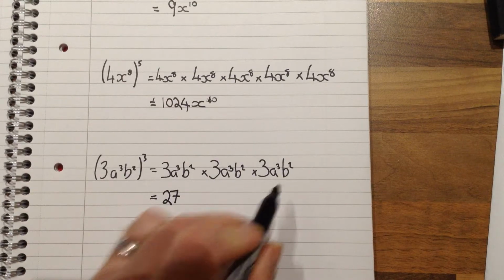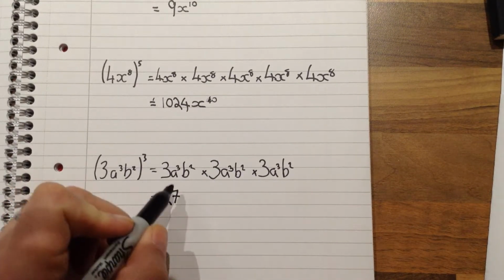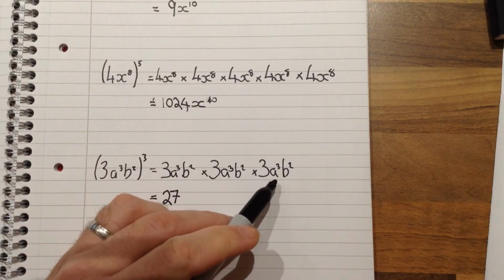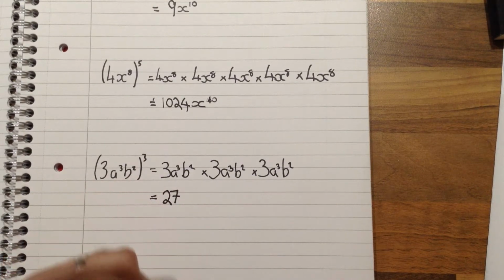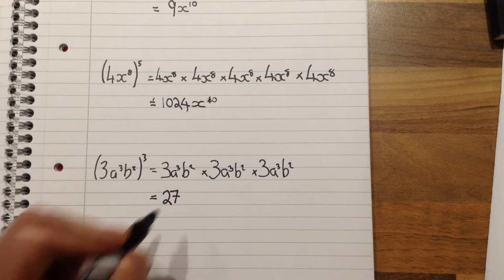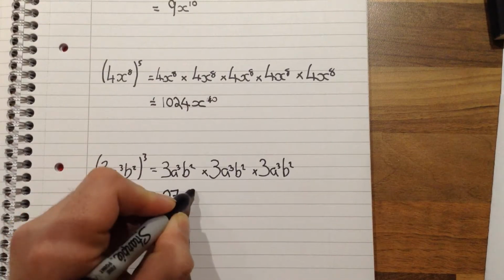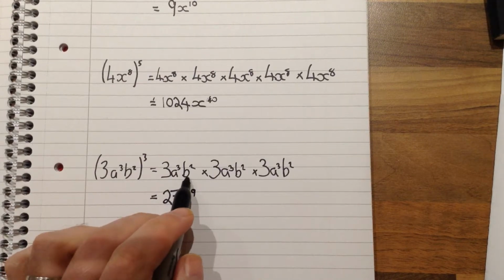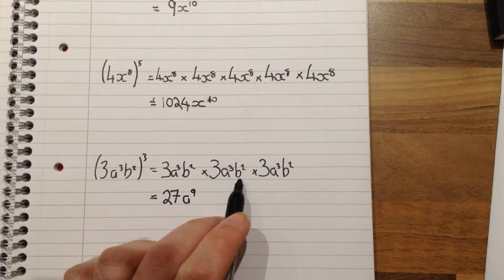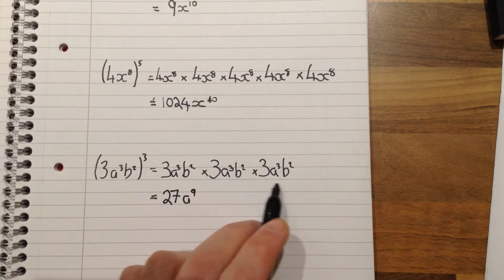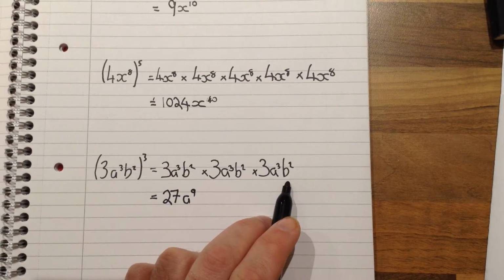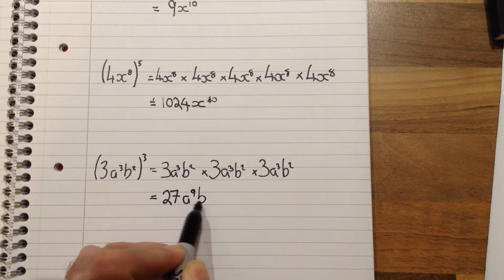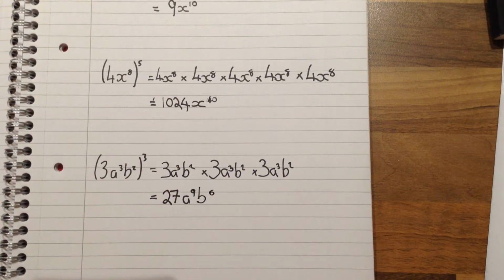We do the letters separately, so a to the power 3 times a to the power 3 times a to the power 3. Remember, we add the powers together, so this would give us a to the power of 9. And then we do for the b's, b to the power 2 times b to the power 2 times b to the power 2 again. So 2 plus 2 plus 2 is 6, therefore giving us b to the power of 6.